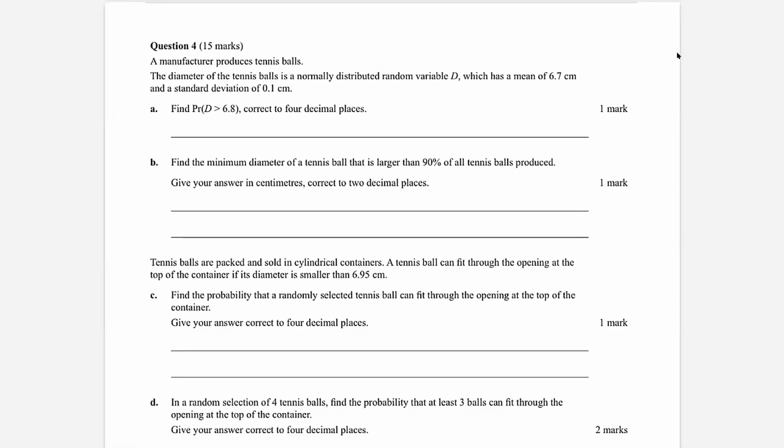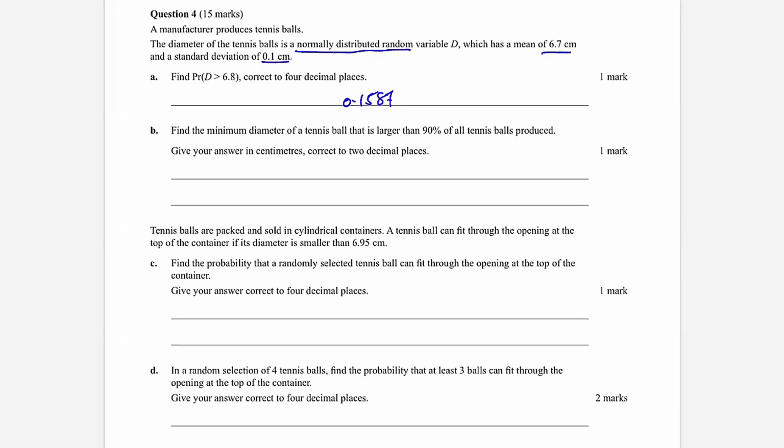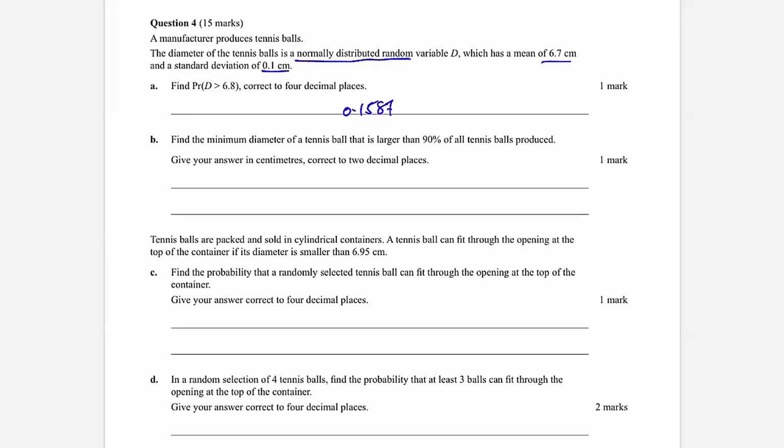One, you're given a normal variable D, and you're given the mean and standard deviation. So you can just put this in your CAS. And so you want the minimum diameter such that it is larger than 90% of the things. So we draw a normal distribution here. We have some diameter d1 here, and the area behind it should be 0.9. So you do your inverse norm of 0.9, and you'd get 6.83 centimeters.